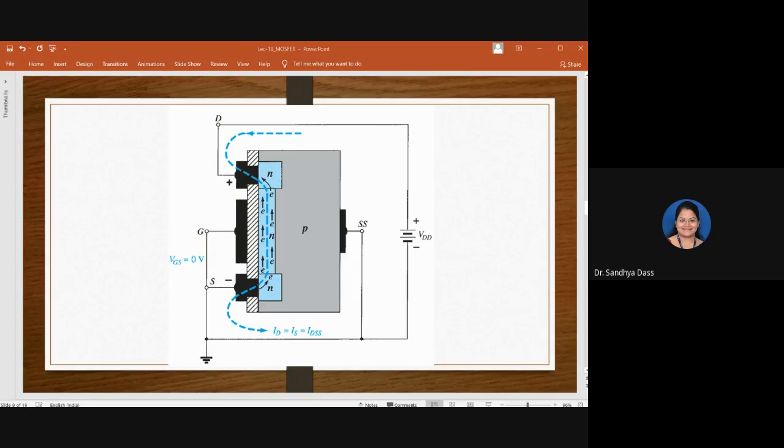Okay, someone is chatting. Increasing the resistance and reduce the drain current. Correct, exactly, Adarsh, correct.